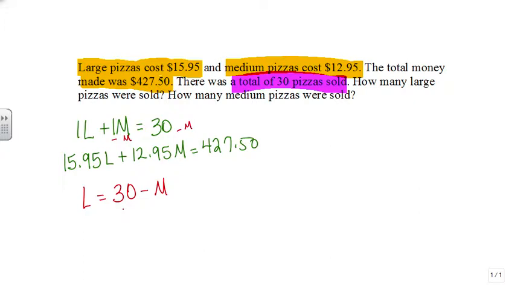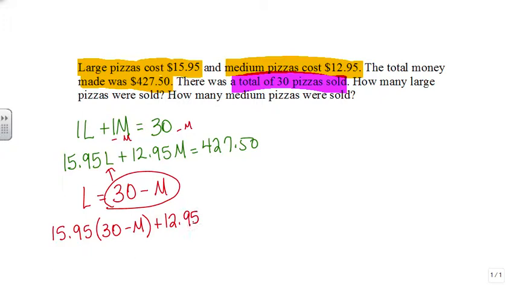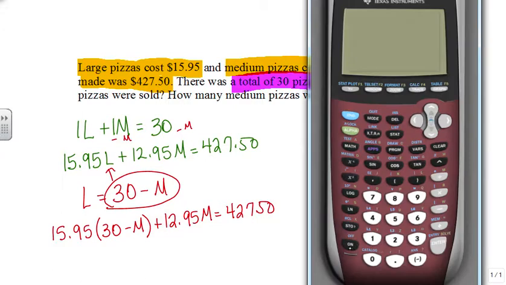So my large is 30 minus the medium. Now, since I'm substituting, I'm going to put this right there in place of the L. So 15.95 times (30 minus M) plus 12.95 M equals 427.50.